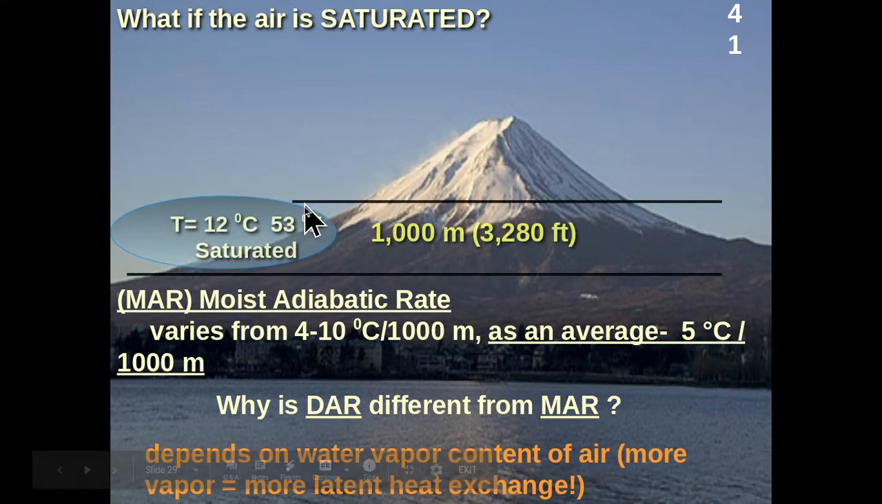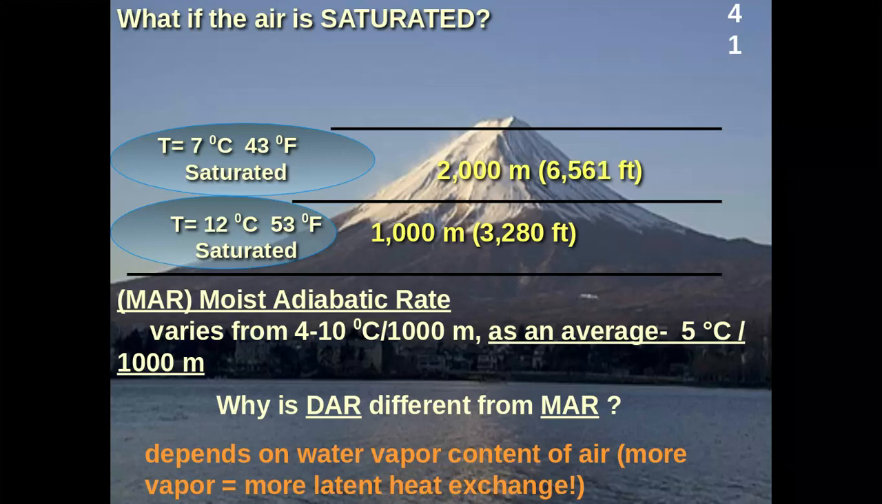So let's take a look now at our same air mass that we used in the previous slide, where we had the temperature at 12 degrees when the air mass was unsaturated. Now we're going to use 12 degrees for a saturated air mass. We're going to allow it to rise 1,000 meters to the 2,000 meter mark. And what will be my new temperature under the moist adiabatic rate? So it's going to rise 1,000 meters at 5 degrees per 1,000. And the new temperature is going to be 7 degrees Celsius. So here we got 7 degrees Celsius at 2,000 meters.